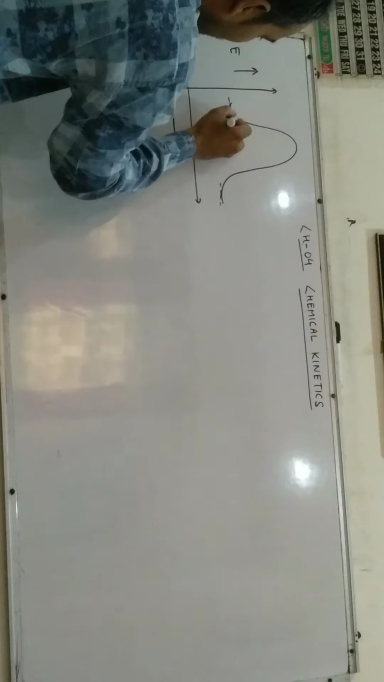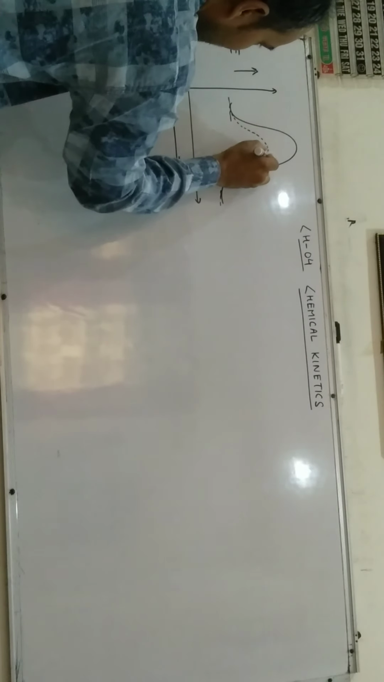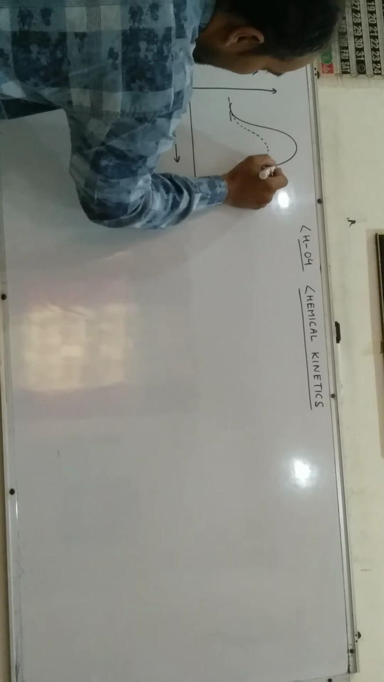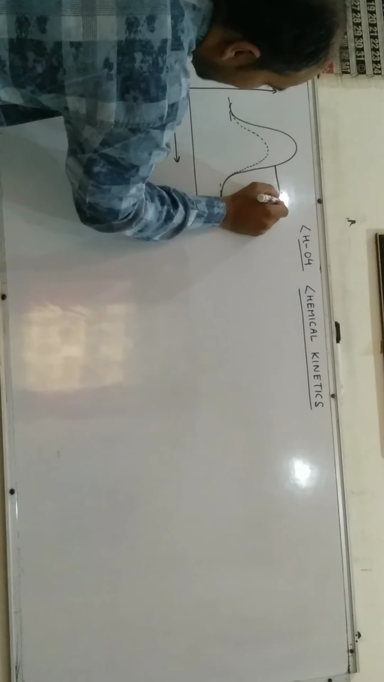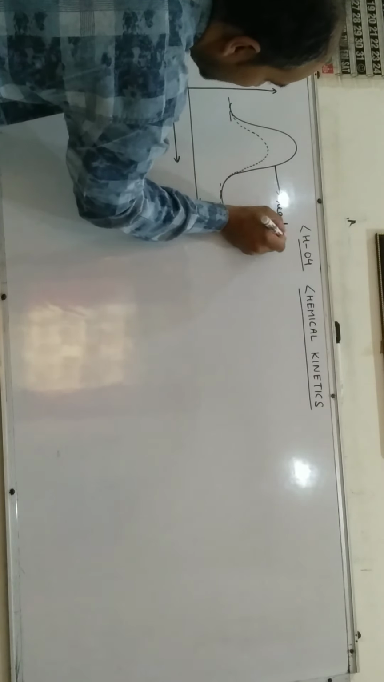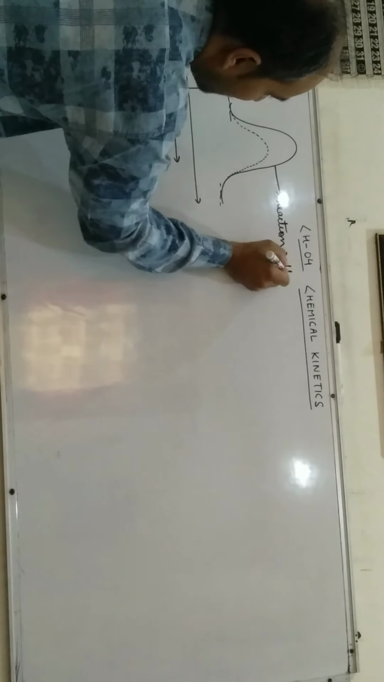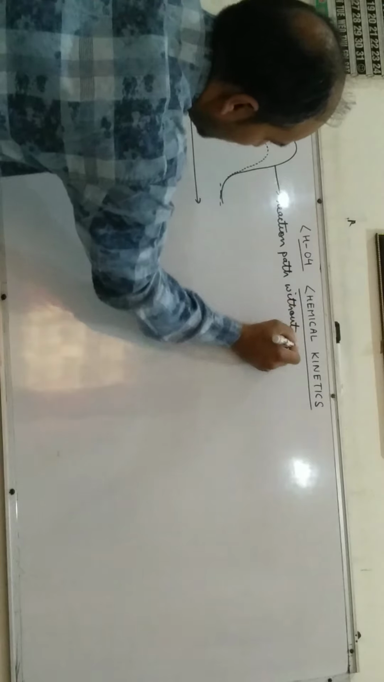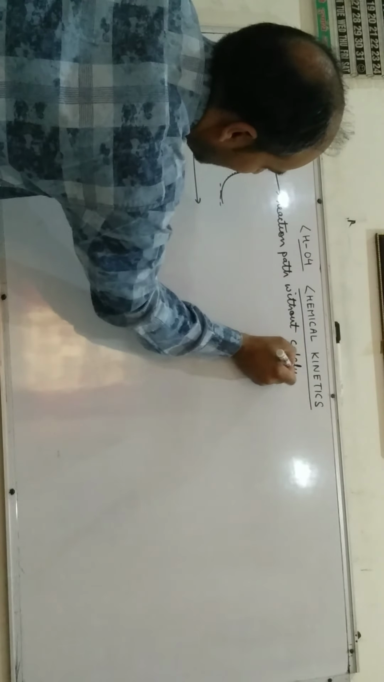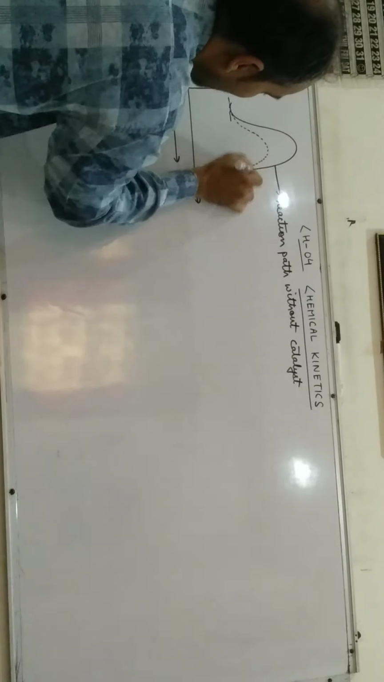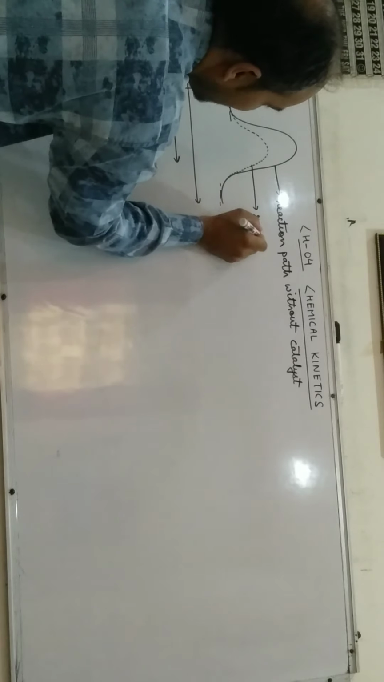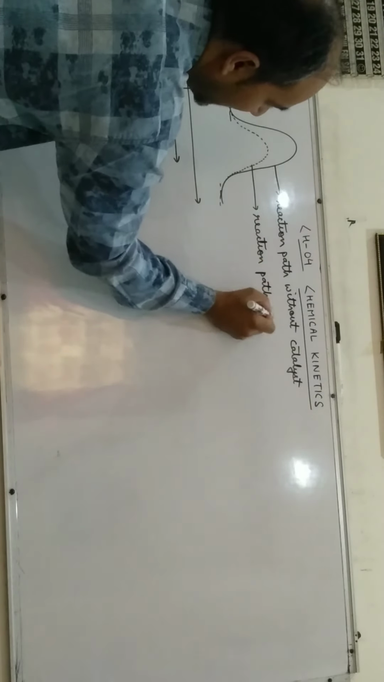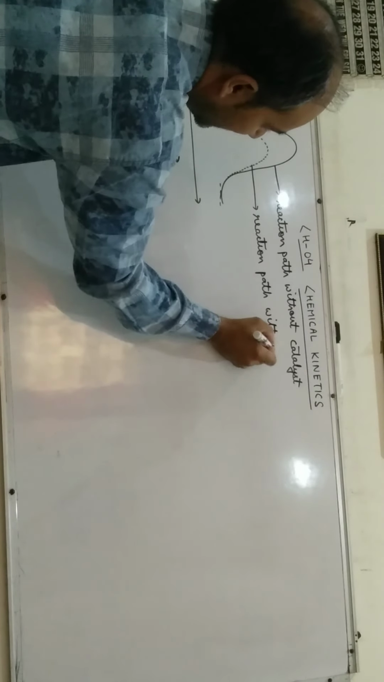If we introduce a catalyst, the graph we obtain is of this type. So it is the reaction path without catalyst, and the dotted line shows the reaction path with catalyst.